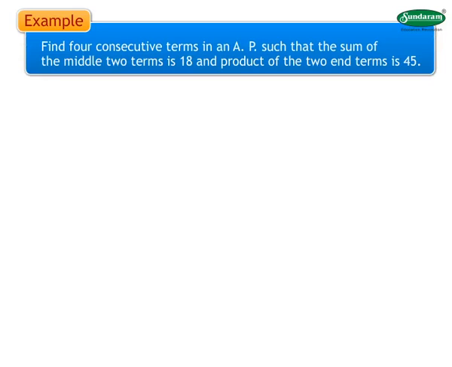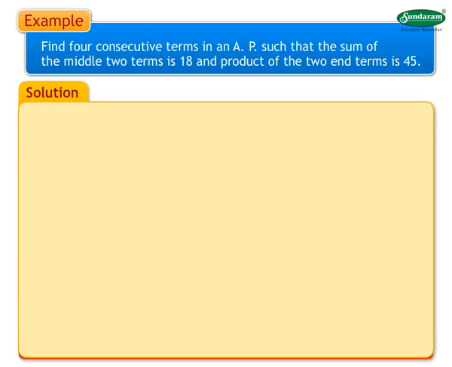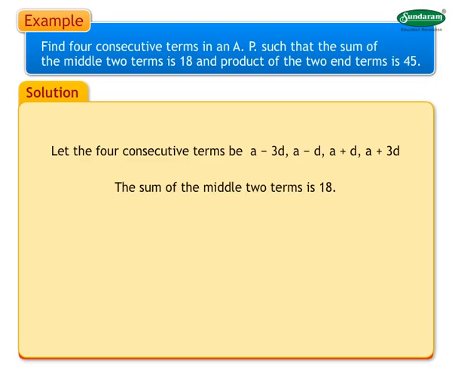Let us look at the example. Find 4 consecutive terms in an AP such that the sum of the middle two terms is 18 and the product of the two end terms is 45. Solution. Let the 4 consecutive terms be a minus 3d, a minus d, a plus d, a plus 3d. The sum of the middle two terms is 18. Therefore, a minus d plus a plus d is equal to 18. Therefore, 2a is equal to 18, a is equal to 9.